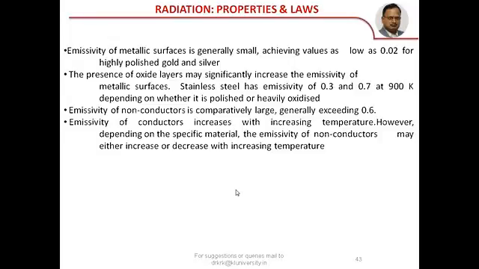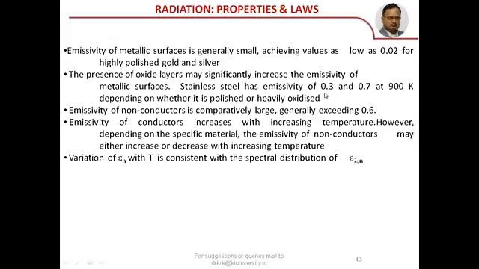The emissivity of a metallic surface is generally small, as low as 0.02 for highly polished gold and silver. When emissivity is low, as per Kirchhoff's law, absorptivity is low. When absorptivity is low, this being a solid, it has high reflectivity. That is why gold and silver surfaces always look shiny, because they reflect a major portion of the energy falling on them. The presence of oxide layers may significantly increase the emissivity. Once an oxide layer is formed, the reflectivity of a metal decreases. Stainless steel has emissivity between 0.3 and 0.7 at 900 Kelvin, depending on whether it is polished or heavily oxidized. When polished, it will have low emissivity. When heavily oxidized, it will have high emissivity.